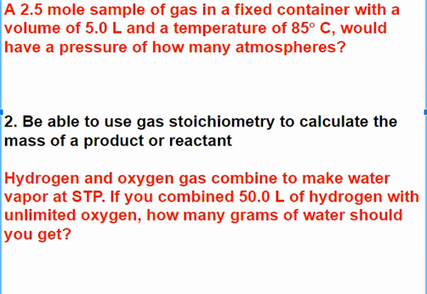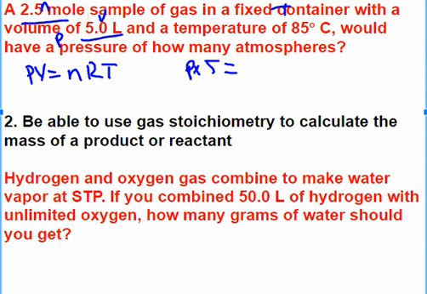So again, if I look at the information I was given, 2.5 moles, that's n. Fixed container, so the volume's staying the same, but it's V. There's temperature, and they want to know P, so PV equals nRT. P is what I want. V is 5. n is 2.5 moles. R, since it's in atmospheres, you look it up, but this is the 0.0821 R value. And then temperature, add to your 273, so 358.